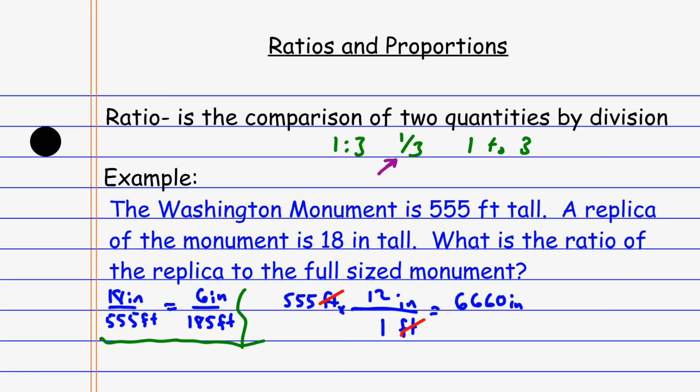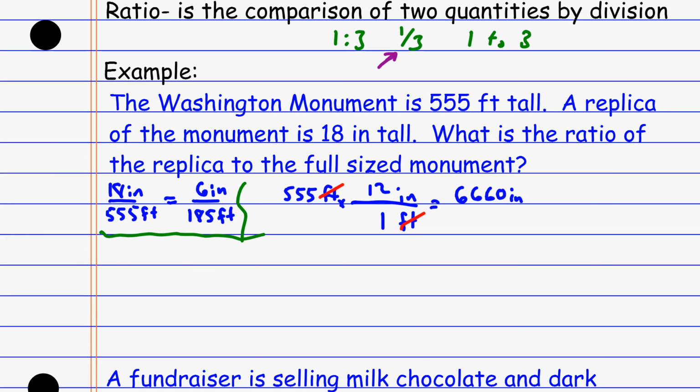And so once I have that, now I can set up a new ratio, and I can say, okay, now my ratio is 18 inches compared to the 6,660 inches. And what's nice about this is that because they're the same units, the units actually cancel. And now I can reduce this fraction. When I reduce it, it reduces to 1 over 370. And so now it's easier to express the ratio because I don't have to worry about units being pulled in there, because I've changed them to being the same thing.